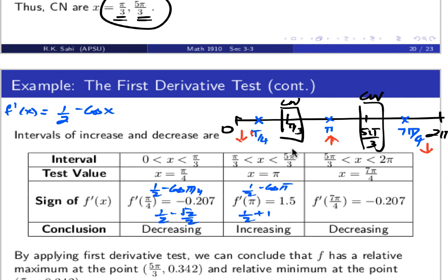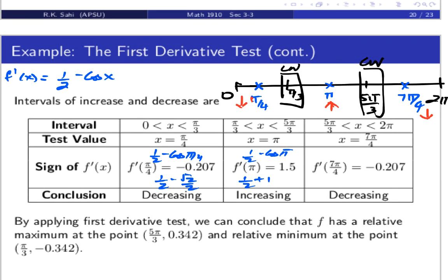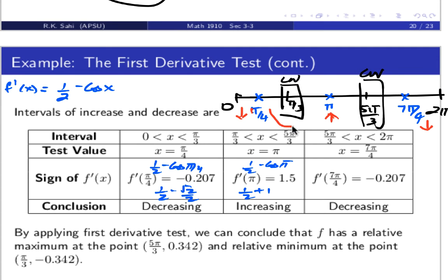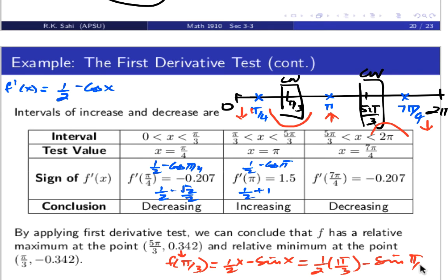So when we look at the first derivative test, it is a relative minimum at pi thirds and a relative maximum at 5 pi thirds. And then this, guys, remember, is the value of the function f of pi thirds. Remember what's the original? It's half x minus sine x. So it's going to be half pi thirds minus sine pi thirds. Then you can just do the math. Oh, it's 5 pi thirds. Sorry, this one.